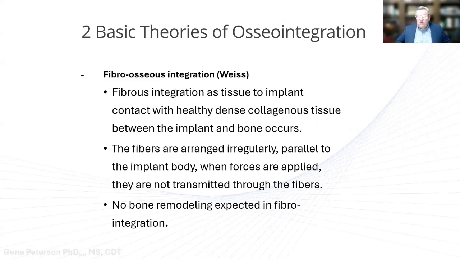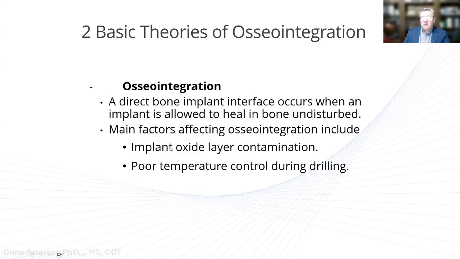All right, so fibroosseous integration, this is the Weiss theory. Fibrous integration is tissue to implant contact, with healthy, dense, collagenous tissue between the implant and the bone. Remember that PDL. It's a new implant version of a PDL. Fibers are arranged irregularly, parallel to the implant body, and when forces are applied, they are not transmitted to the fibers. So it kind of protects. And there is no bone modeling expected in fibroosseous integration, in contrast to osseointegration, which is a direct bone interface, which occurs as the implant is allowed to heal undisturbed.